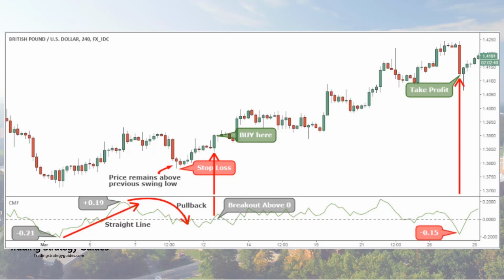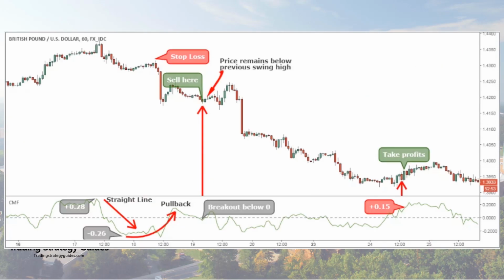Remember, this was an example of a buy trade using the CMF. Use the same rules for a sell trade, but reverse your trade direction. Here's an actual sell trade example.